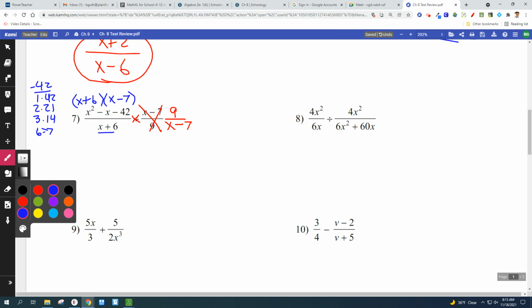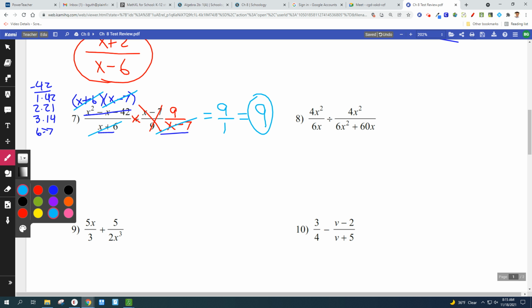Sometimes you can use what exists on the other side of the fraction as a clue because you're assuming you're going to cancel something out. So I can cancel out this x plus 6. I can cancel out x minus 7. All that's left is a 9 on the top. So you could say 9/1 if you want, but the best answer, reduce that fraction, is 9.